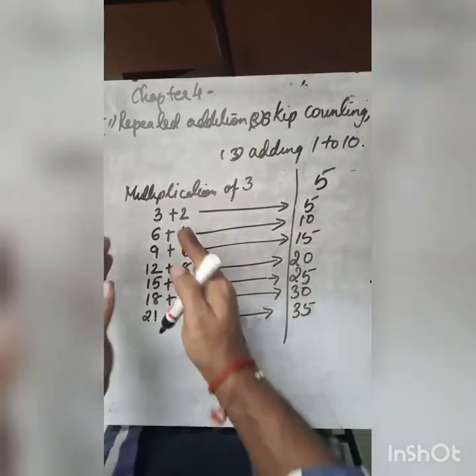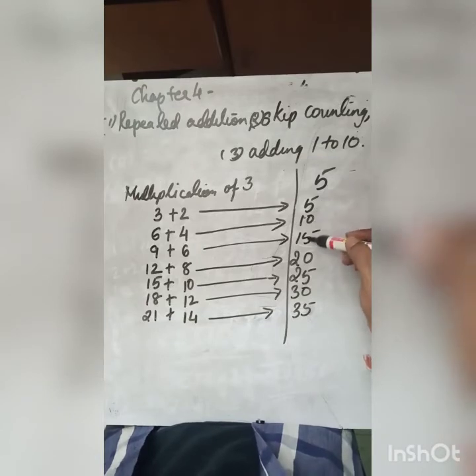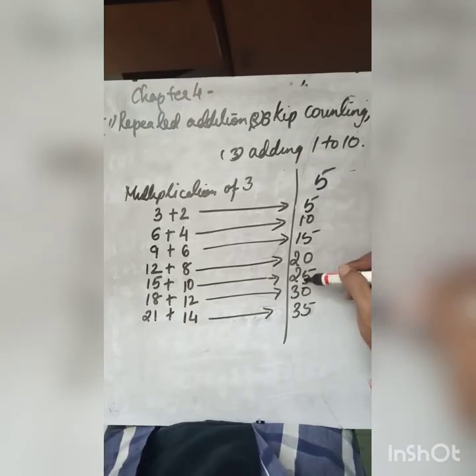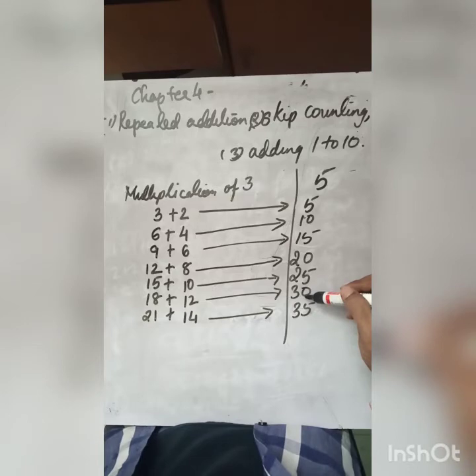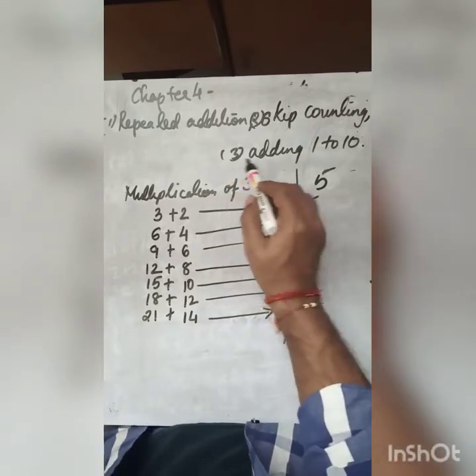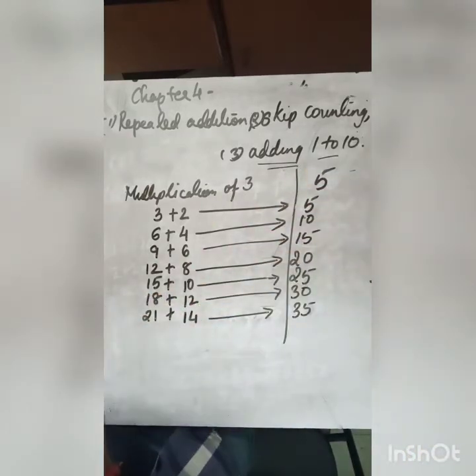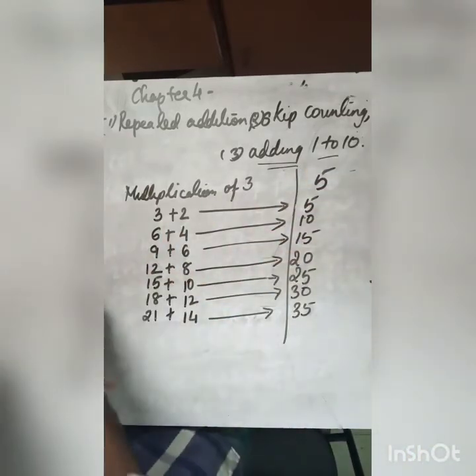So if you see, by adding this number, I'm getting the table of 5. 5 ones are 5, 5 twos are 10, 5 threes are 15, 5 fours are 20, 5 fives are 25, 5 sixes are 30, 5 sevens are 35. So this method is called adding 1 to 10. Clear? So we'll get back to the question number C.